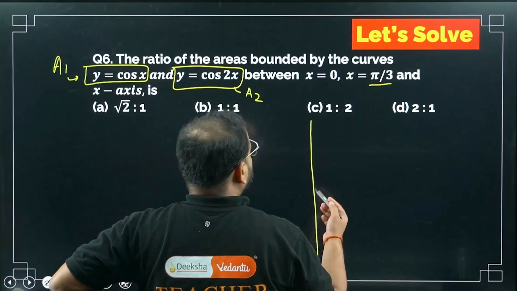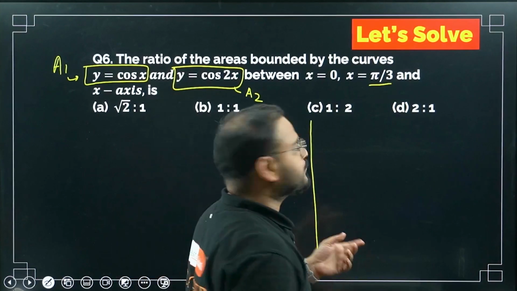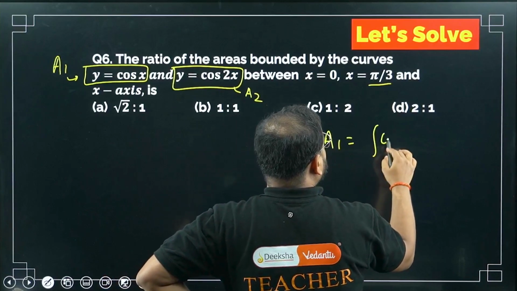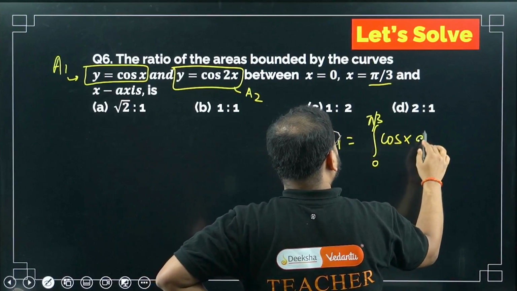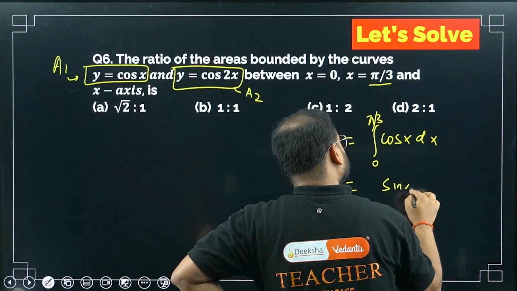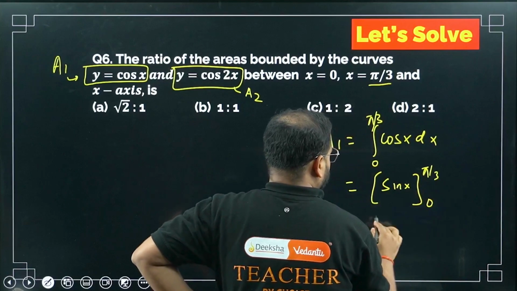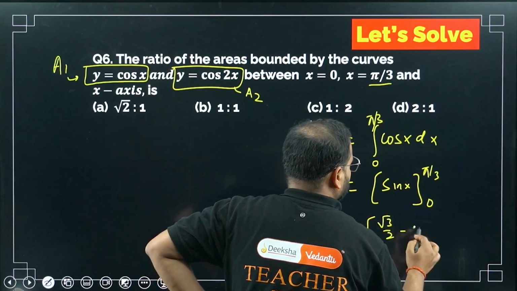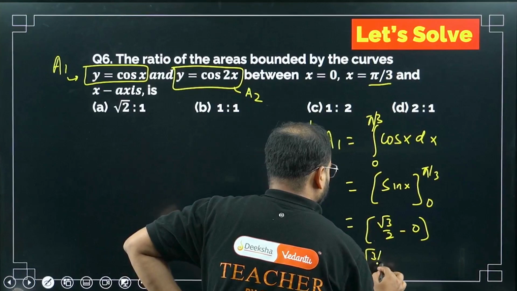So let's integrate. That's why I'm not taking the graph. Otherwise I have to take the graph and see from there how I can use it. So integrate A1. My A1 will be what? Integral of cos x from 0 to pi by 3 with dx. How much is that? So simply sin x from 0 to pi by 3. Put the value of pi by 3 over here. Sin pi by 3 is how much? Root 3 by 2 minus 0. What is the answer? My A1 value is simply root 3 by 2.